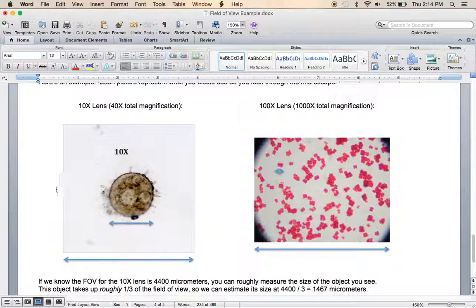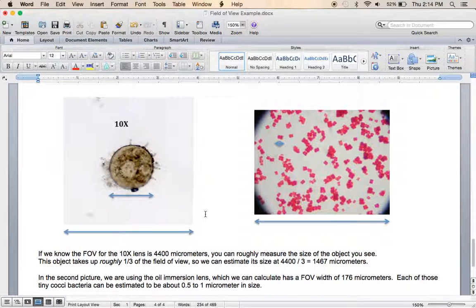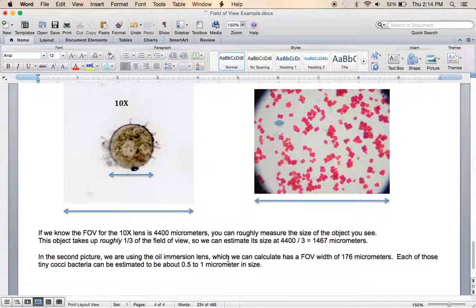So if we know that the entire field of view, as indicated by this long arrow, is 4,400, what we care about, or what we're trying to measure or estimate, is the size of this little object. Well, you can say roughly that this arrow, the size of this object, is about 1/3 the size of the total. So we would say the object takes up roughly 1/3 of the field of view. So we can estimate its size at 1/3 of 4,400, or you could say 4,400 divided by 3, and that gets us 1,467 micrometers.